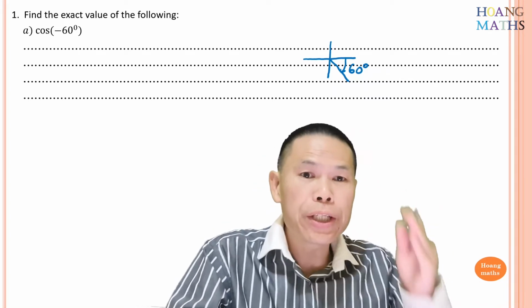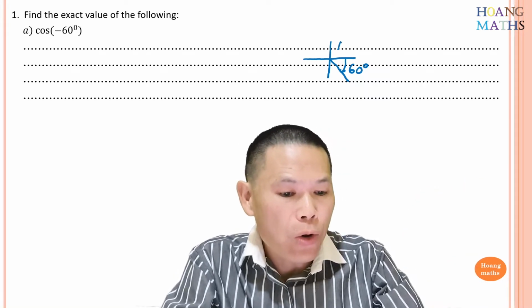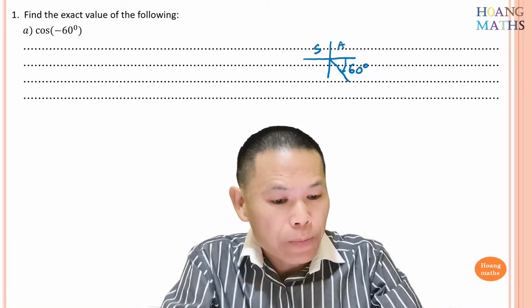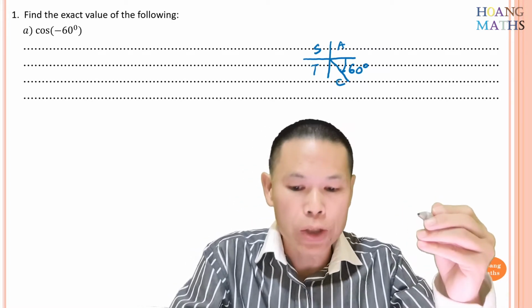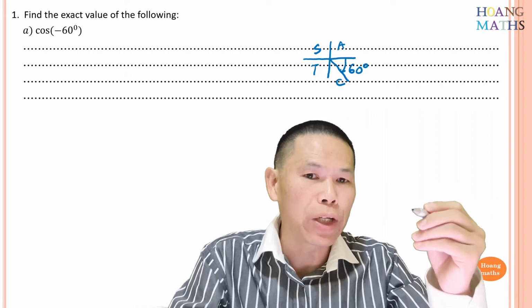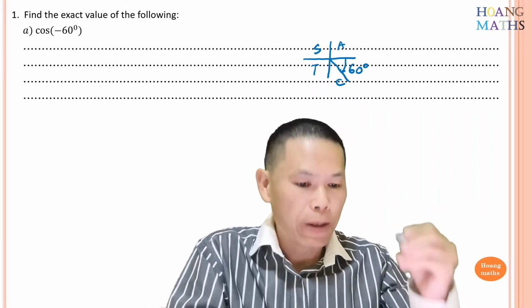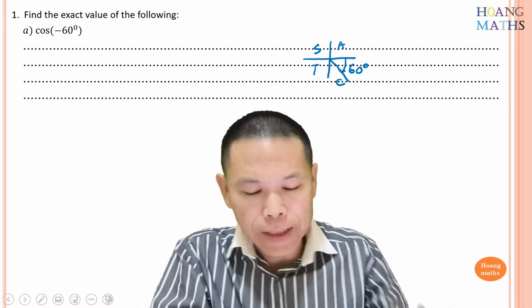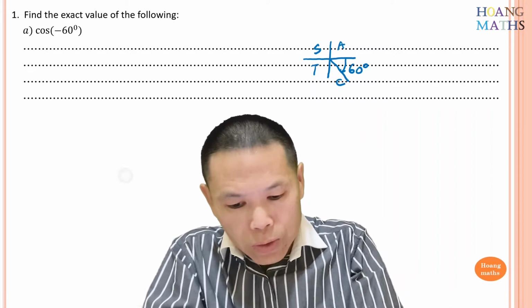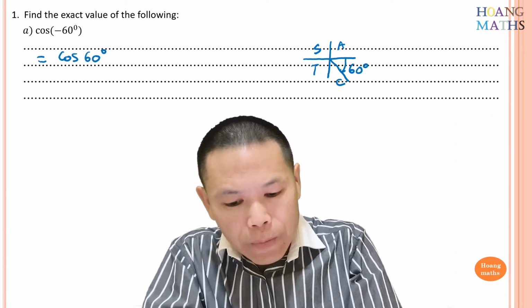So in this quadrant here, if you remember from last video, all stations to central, therefore cos is positive. Every other trig ratio is negative in this quadrant, the fourth quadrant, if you like. So cos of negative 60 is equal to cos of 60. There you go.